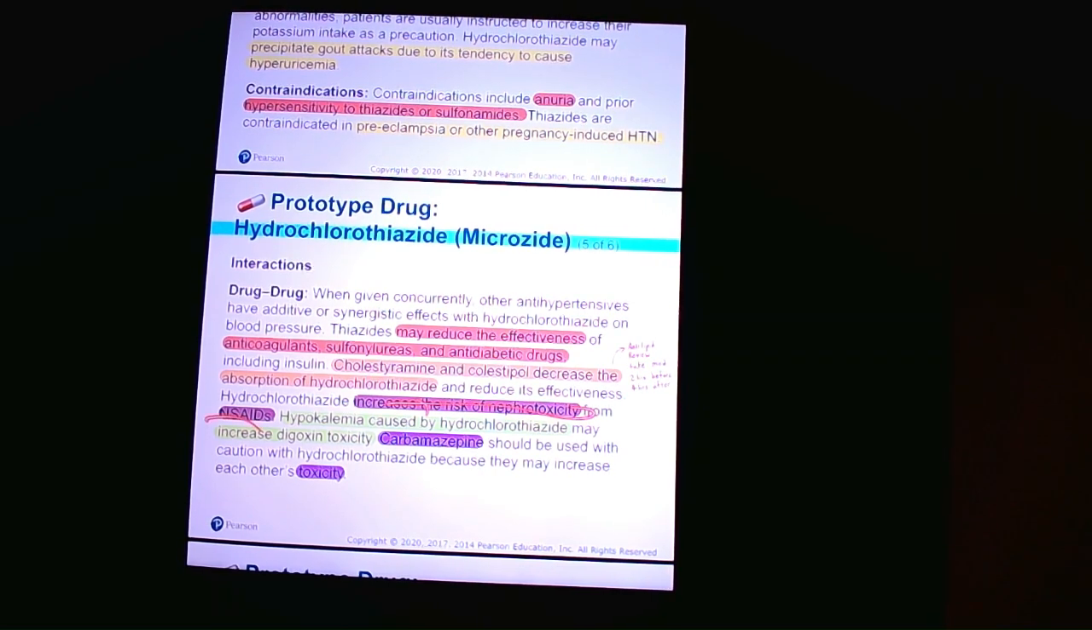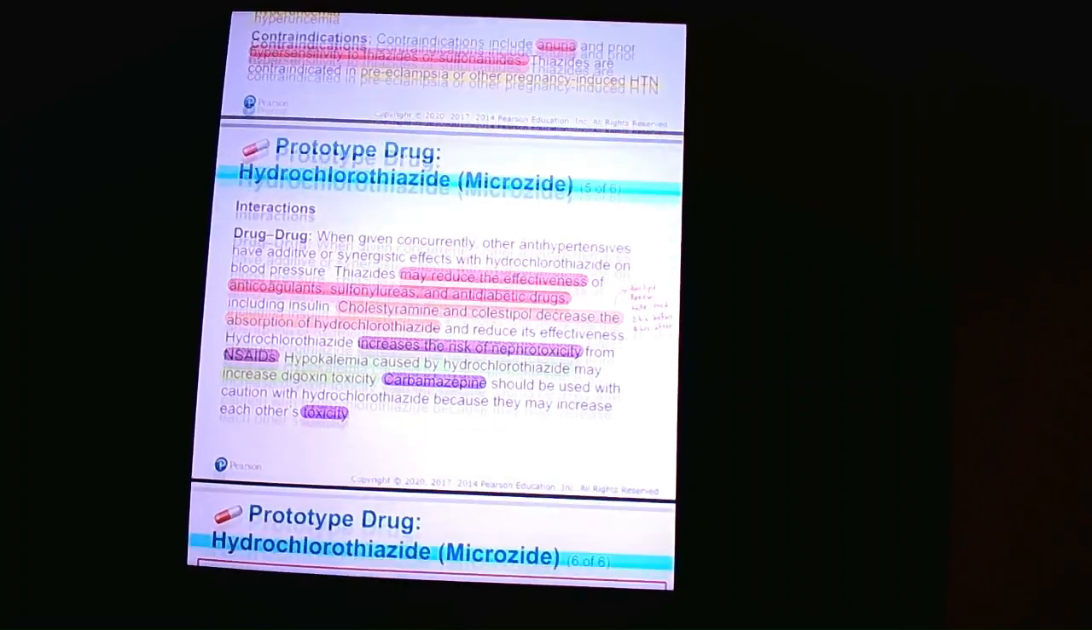Increased nephrotoxicity with NSAIDs, right? We already talked about that. NSAIDs are already a nephrotoxic drug. Hypokalemia with digoxin, there it is, digoxin again, reoccurring. Digoxin causes hypokalemia.